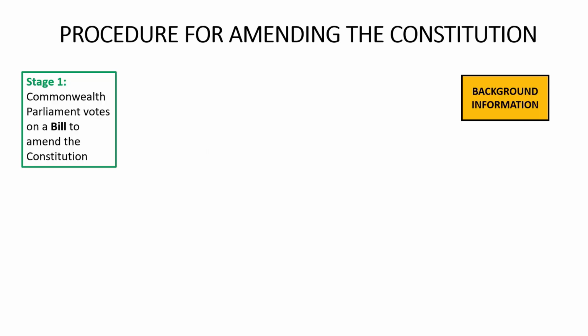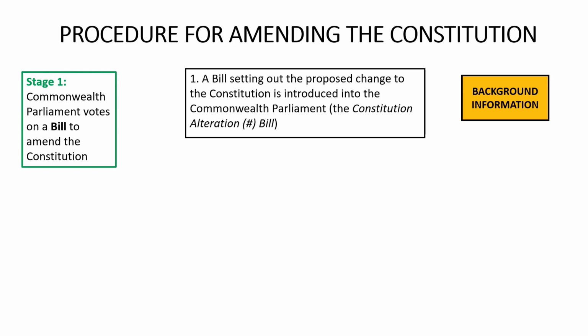Let's now look in more detail at the first stage, which is the stage in which the Commonwealth Parliament votes on a bill to amend the Constitution. You don't have to understand this stage in too much detail, but it is useful background information to have. The first step is that a bill setting out the proposed changes to the Constitution must be introduced into the Commonwealth Parliament and must be passed by the Commonwealth Parliament.